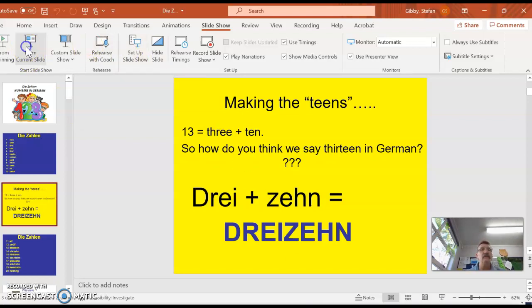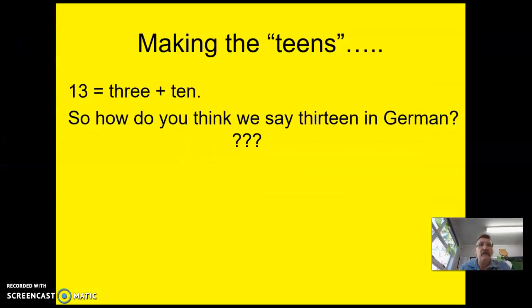And now what we're going to do is look at higher numbers, so making the teens, yeah? So 13, 14, 15, 16, etc. And in German, we do that by adding 10. So if we've got 13, we know what the number for 3 is. So 3 plus 10 is 3-10, or 13. What do you reckon that is in German? 3 and 10.